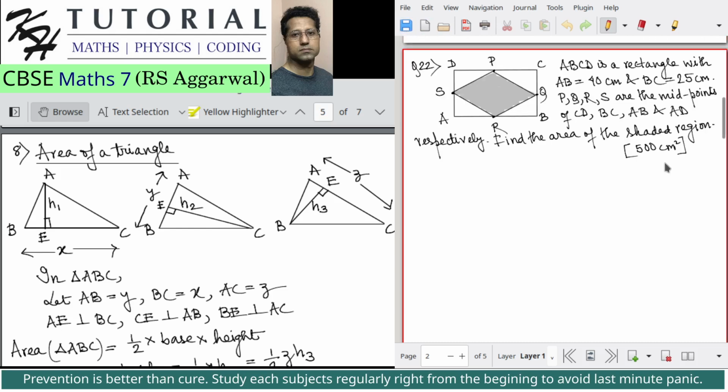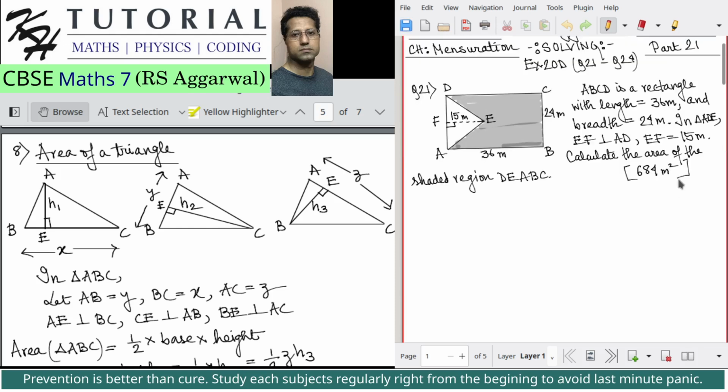Okay, so the problem number 21, there is a figure. It says ABCD is a rectangle with length 36 centimeter and breadth 24 meter. In triangle ADE, EF is perpendicular to AD and the length of EF perpendicular is 15 meter. Calculate the area of the shaded region, that is the polygon DEABC. We have to find the area of the shaded region.